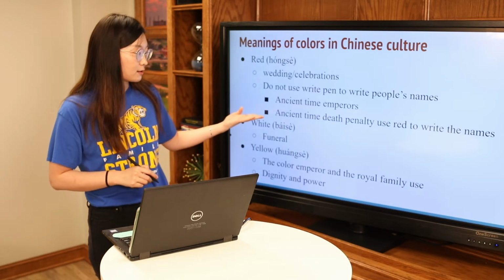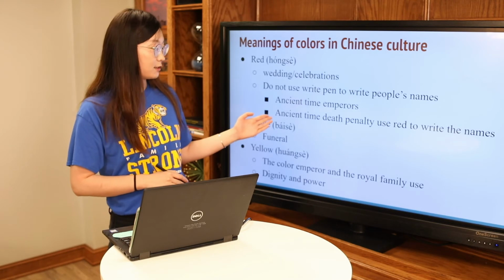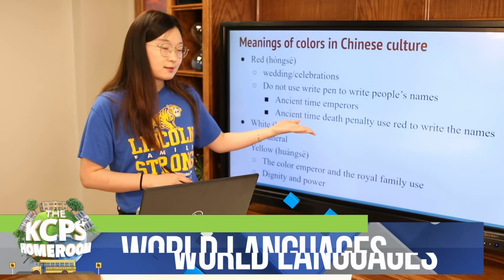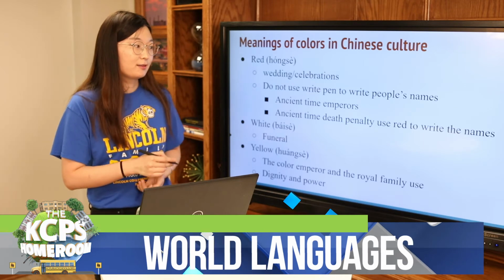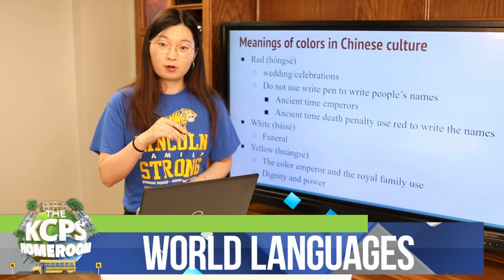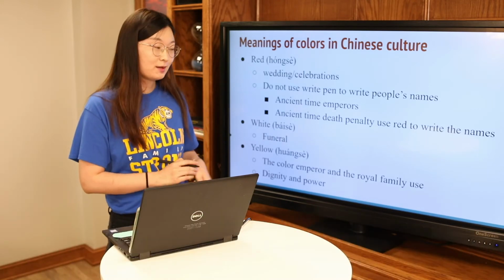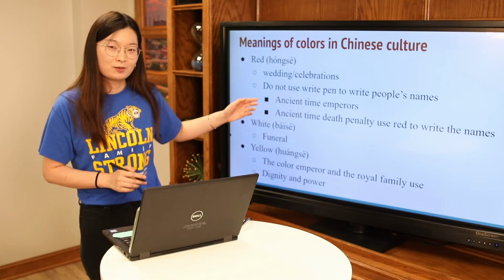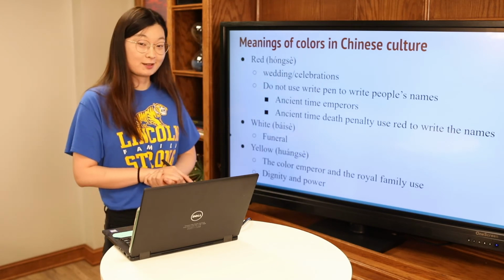But also there's another origin says that in ancient time, people who are sentenced to death, their name will be written in the color red. Okay, so that's like unlucky. So we don't use the color red to write people's names in Chinese culture.